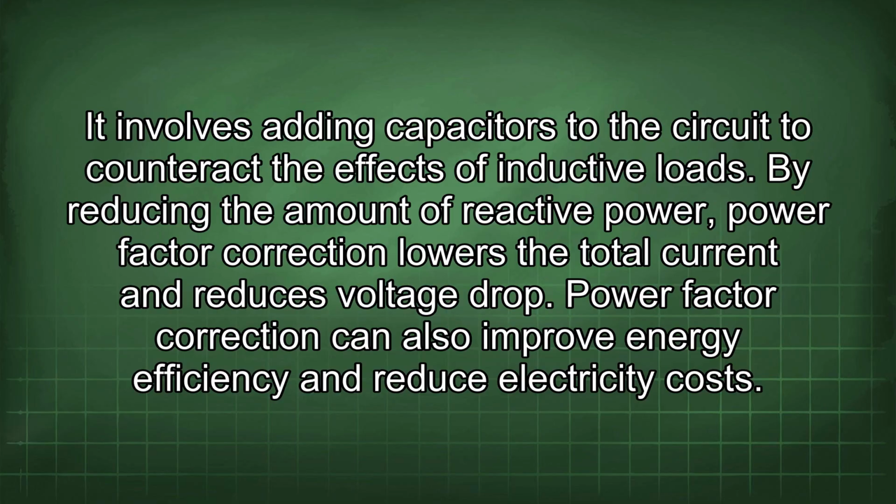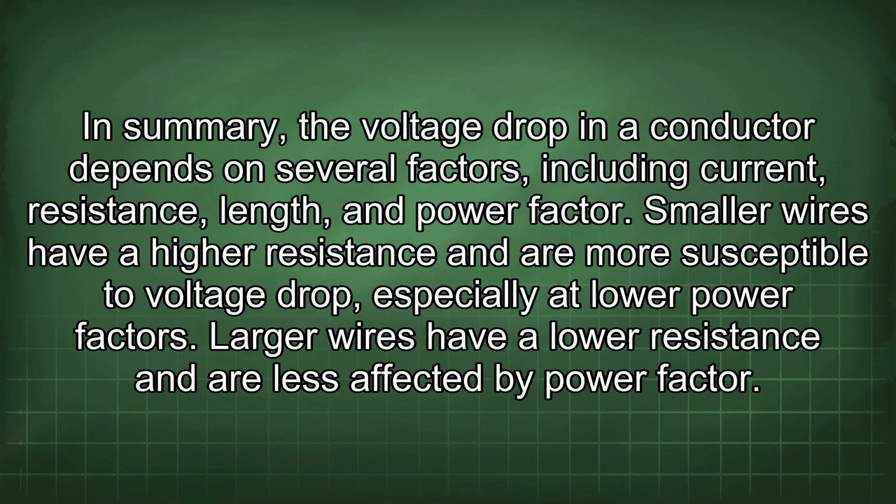Power factor correction can also improve energy efficiency and reduce electricity costs. In summary, the voltage drop in a conductor depends on several factors, including current, resistance, length, and power factor. Smaller wires have a higher resistance and are more susceptible to voltage drop, especially at lower power factors.